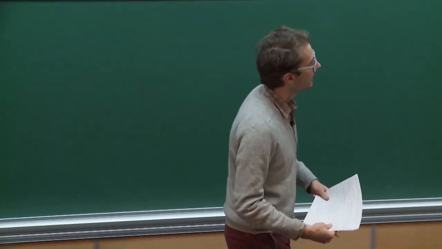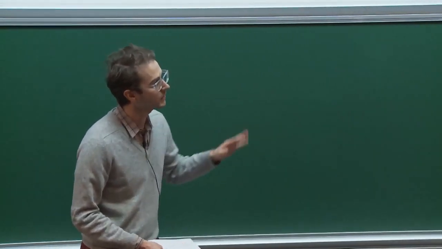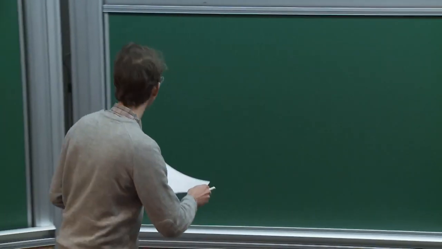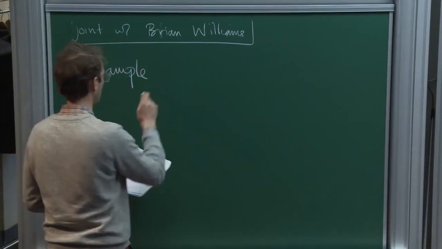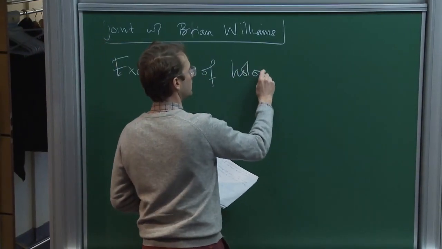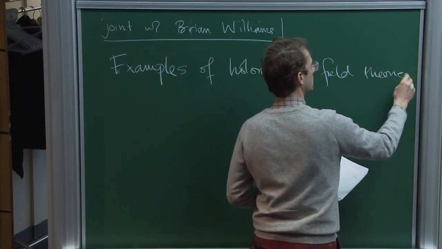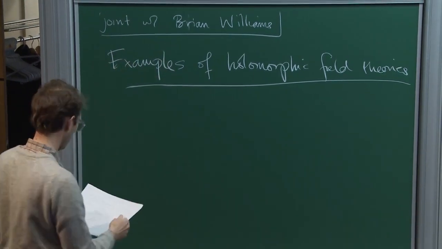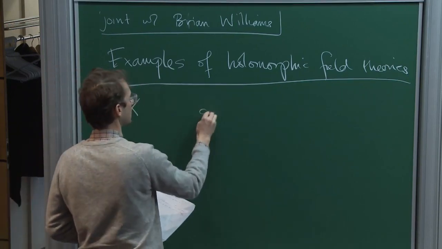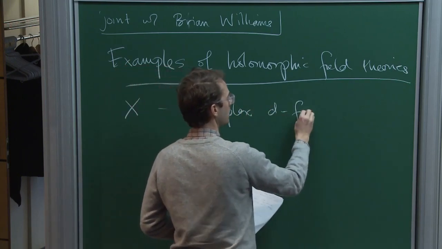So I need to tell you what I mean by holomorphic field theories. We've had two talks today that focused on topological field theories, so I want to talk about holomorphic field theories. I'm going to do that by example. I'm not going to give an axiomatic definition. So I'm going to study relatively simple examples, but hopefully it'll be clear how to generalize. Suppose I'll use X for a complex d-dimensional manifold.